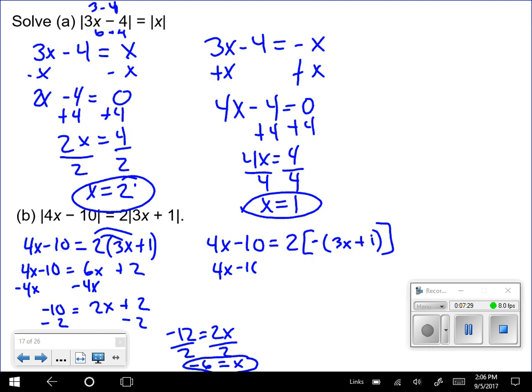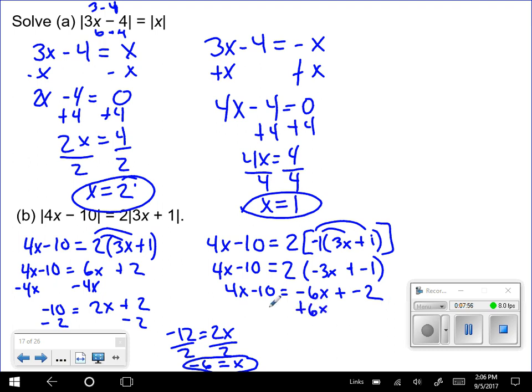So over here, I have 4x minus 10 equals 2, and then I'm going to distribute my negative. Remember, that's like a negative 1 out there. So I have negative 3x minus or plus a negative 1. Okay, now I can distribute the 2. So I have negative 6x plus negative 2. And then I can work with what I have. So I'm going to add 6x in this case so I can keep some positive variables. So I have 10x minus 10 equals negative 2. Add 10 to both sides. So I get 10x equals 8. And then divide by 10. So x would equal 8/10 or 0.8, or you could say 4/5, depending on how you want to write it.